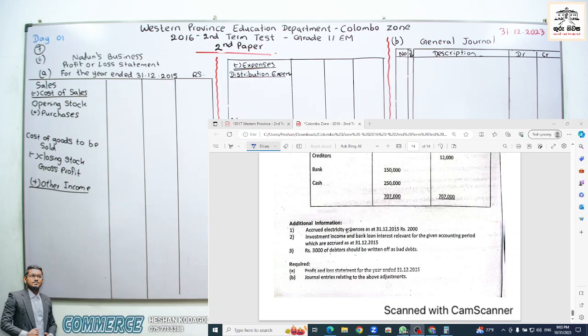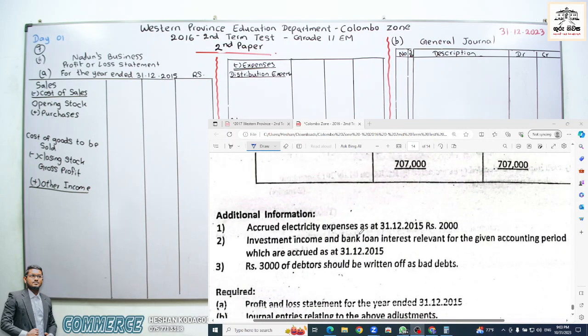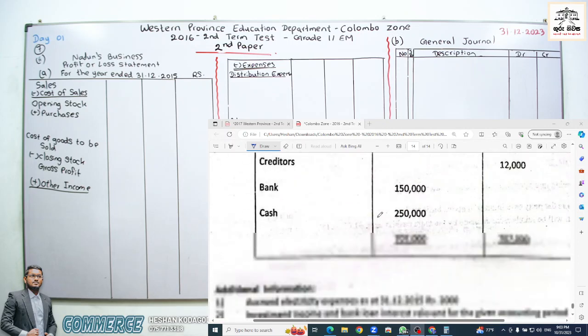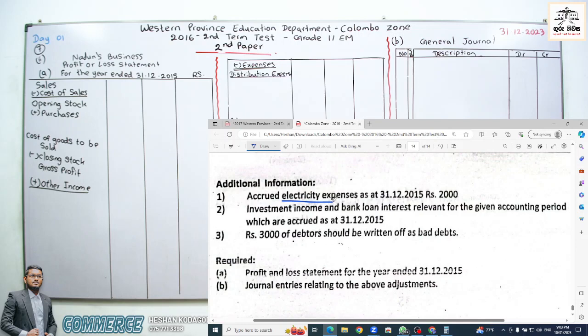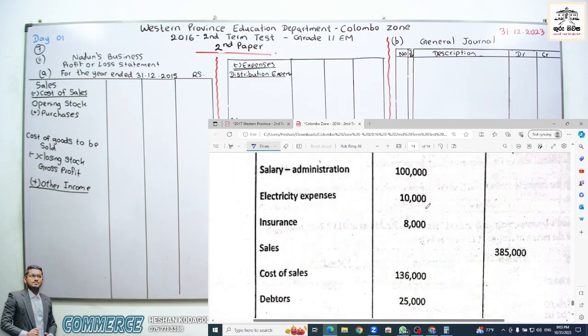Let's start from the first one. Accrued electricity expenses as at 31st December 2015 is 2000. Now check the electricity. This is all about electricity. Accrued electricity is how much? 2000. You need to add this 2000 to this electricity expense.